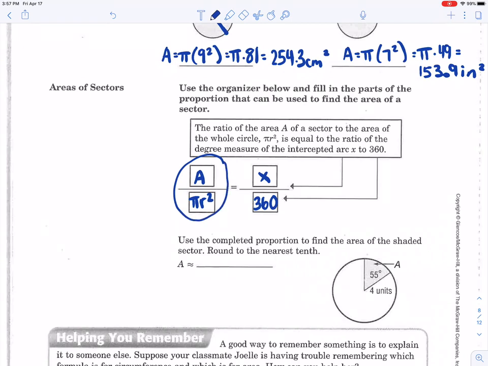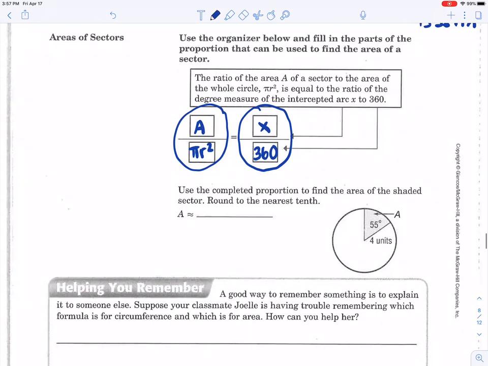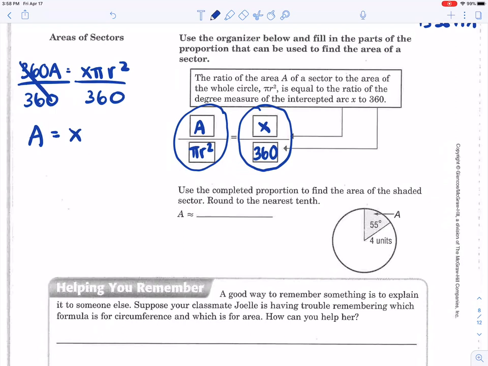This first ratio represents it in terms of its area. This one represents the portion of the circle in terms of the degrees of the central angle. So if I needed to solve for A, I can cross multiply. By cross multiplying, I would get 360 times A equals x pi r squared. Divide both sides by 360. And my area formula for a sector is x times pi times r squared over 360.